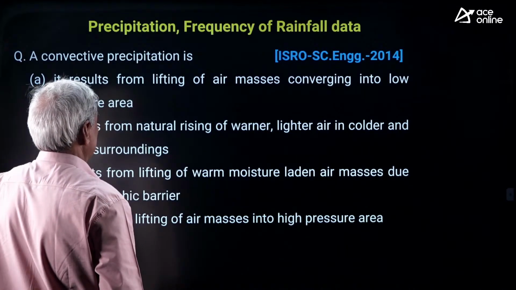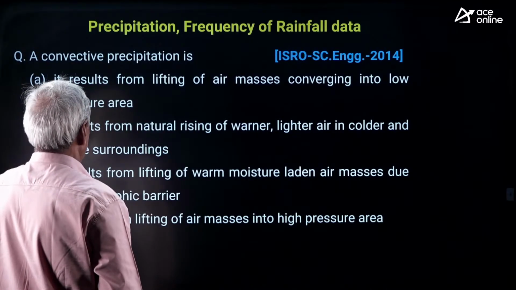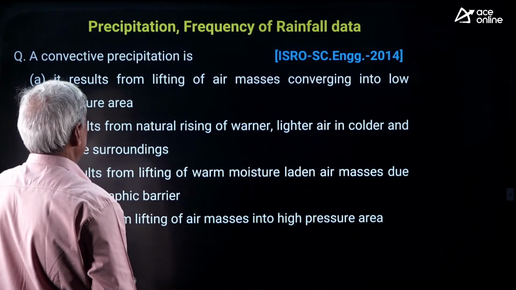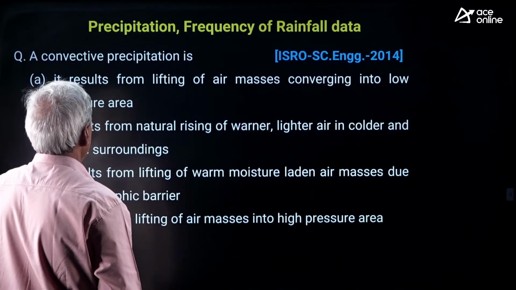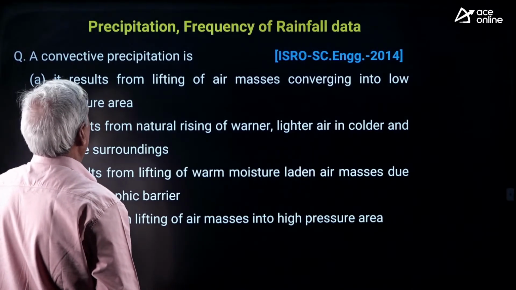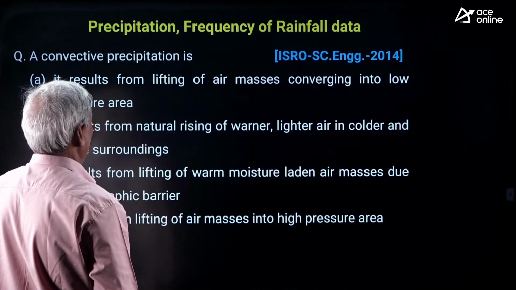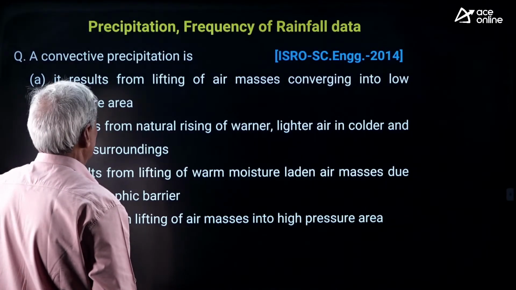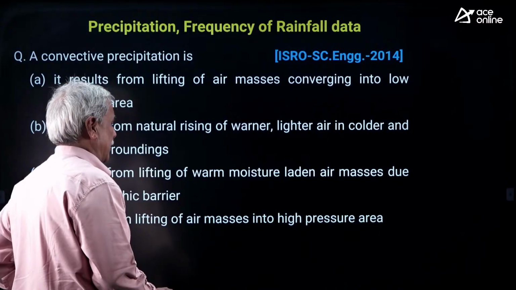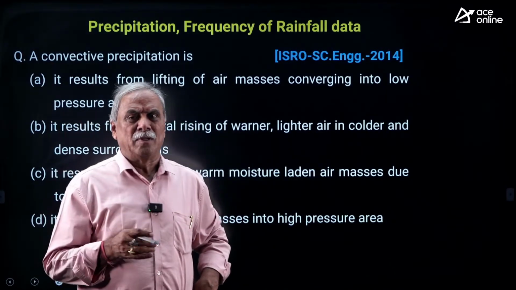Hydrology questions have come. Don't worry, let us see the synopsis of the hydrology also. Convective precipitation results from lifting of air masses converging into a low pressure area, that is going to be cyclonic precipitation. And of course, just wait for 1 minute, we will be taking the hydrology theory also.